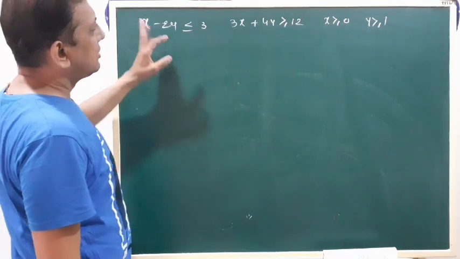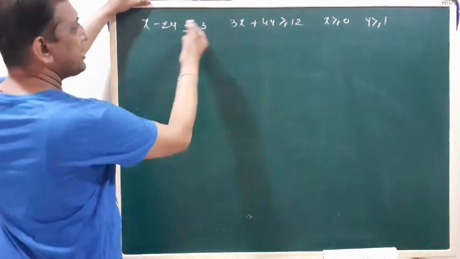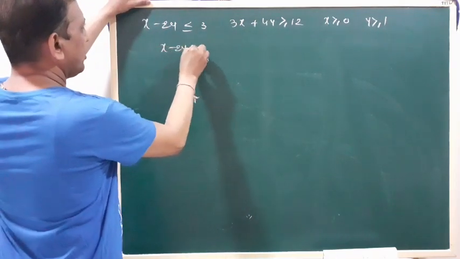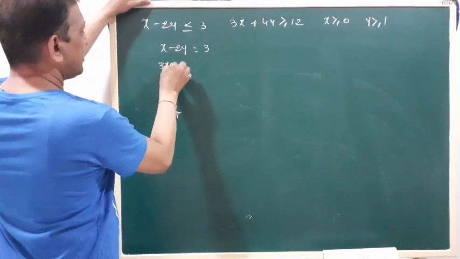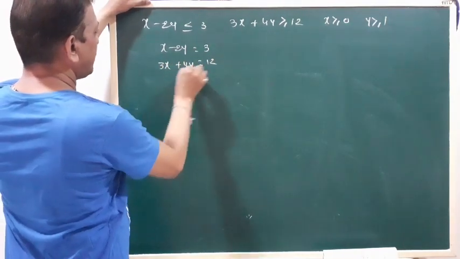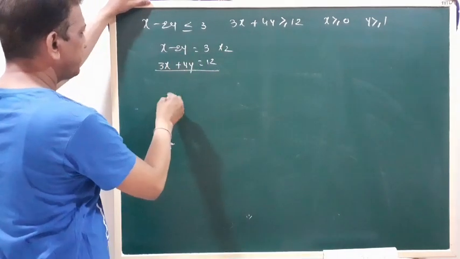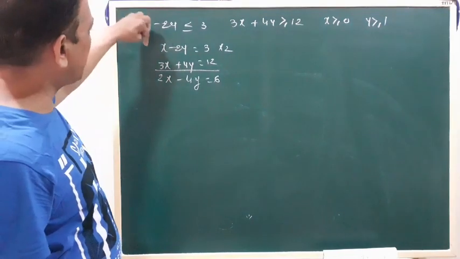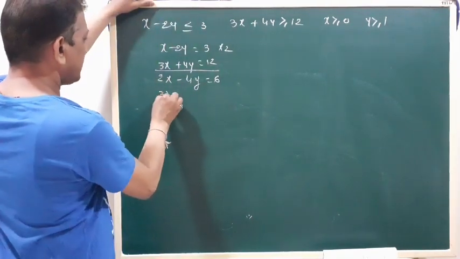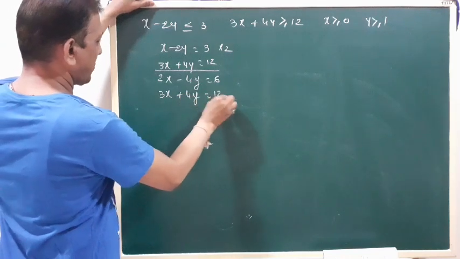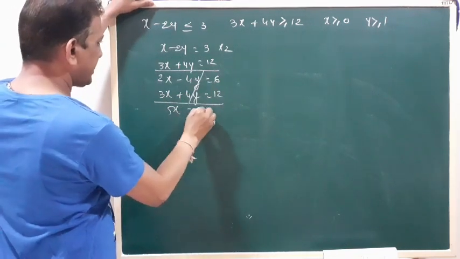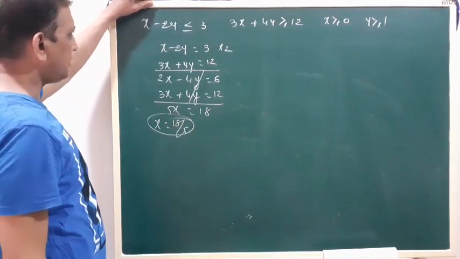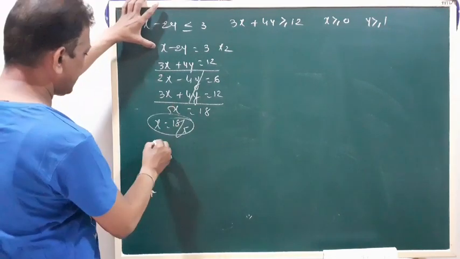Okay. First we prepare the table. You can solve by the elimination method because this line is parallel to the x-axis. So solve: 3x plus 4y equal to 12. Multiply the first equation by 2, and keep the second equation as it is. Cancel: 3 plus 2, 5x equals 18, so x equal to 18 by 5. Put it in any one equation.